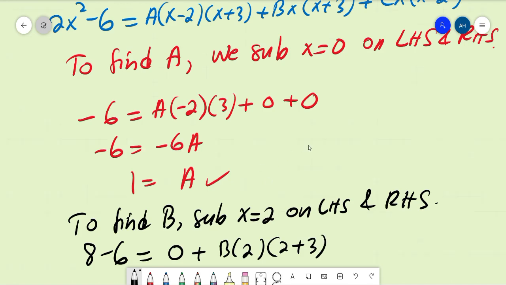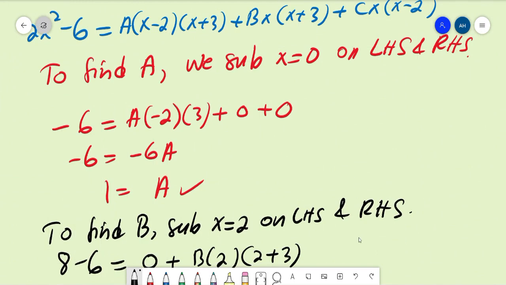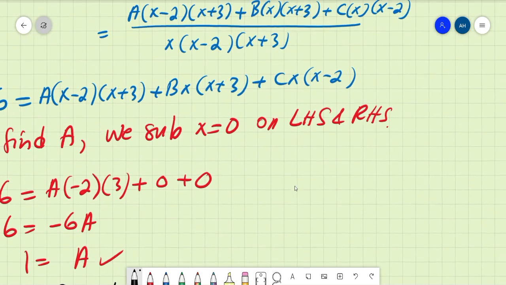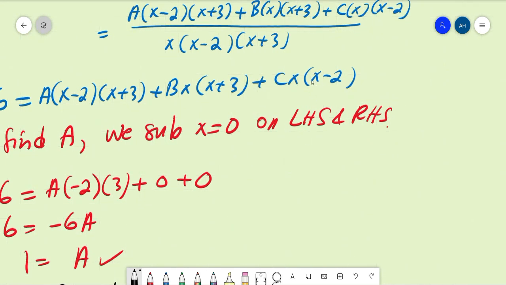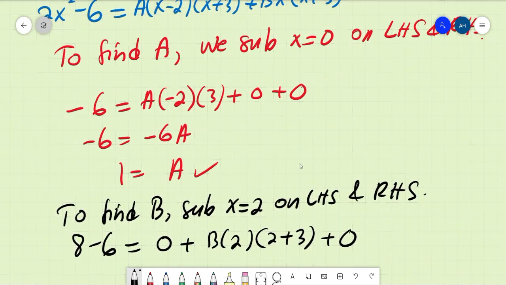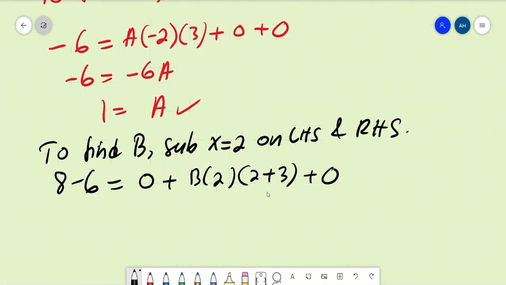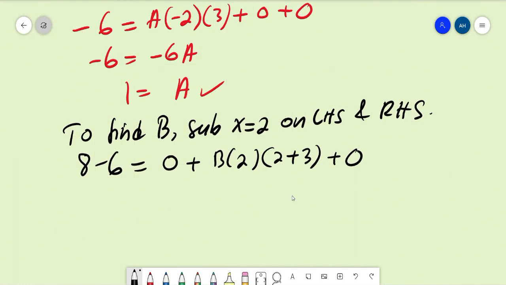And the last term here for c will also go to 0, because we have x minus 2. So when we substitute x equals 2, 2 minus 2 is equal to 0. This value is 0 because when we substitute x equals 2, all this term is multiplied by 0. Okay, let's simplify and find b.